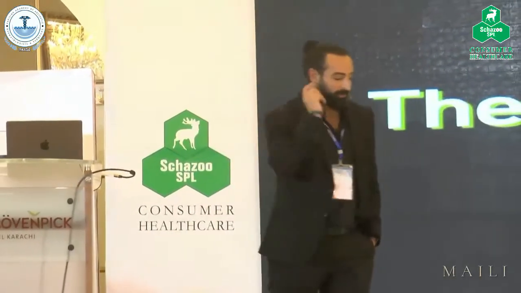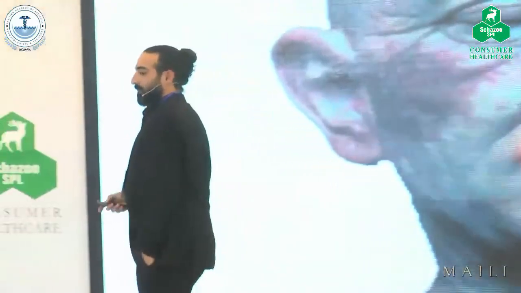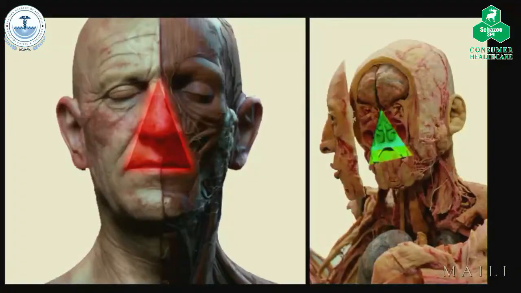So we're going to talk about the danger triangle, the scary part. Today we're going to scare you a little bit. The danger triangle is called the danger triangle for several reasons. The first reason is because the arteries and vessels in the danger triangle are valveless. So any infection that happens within the danger triangle has the potential of traveling back to the brain.